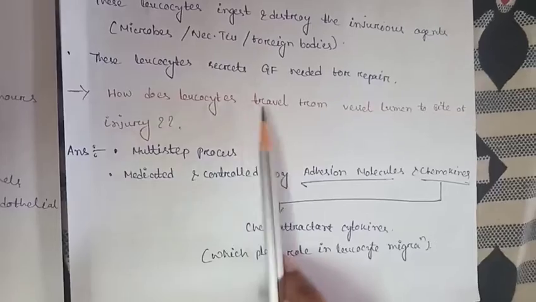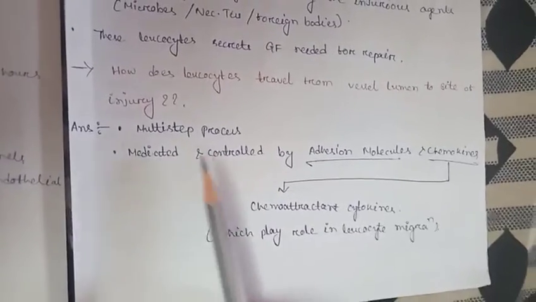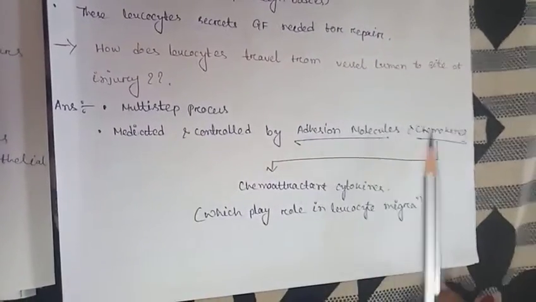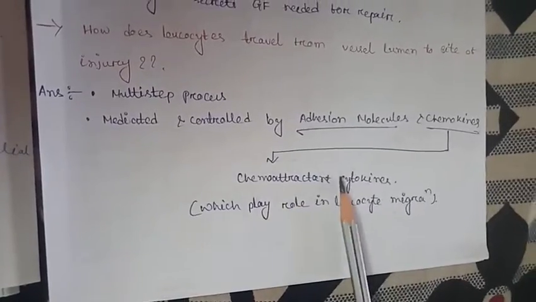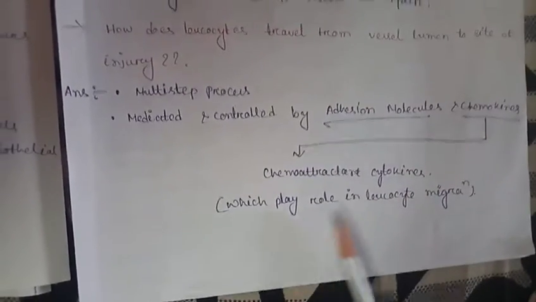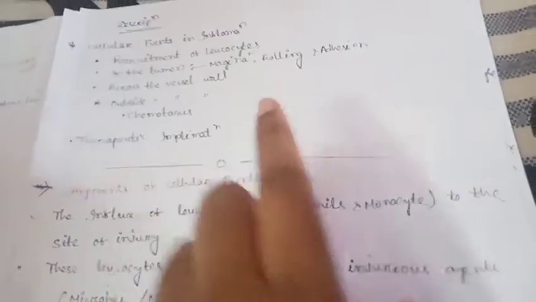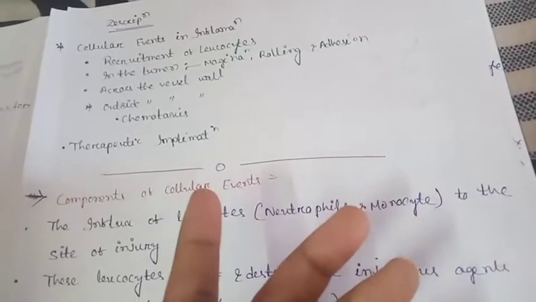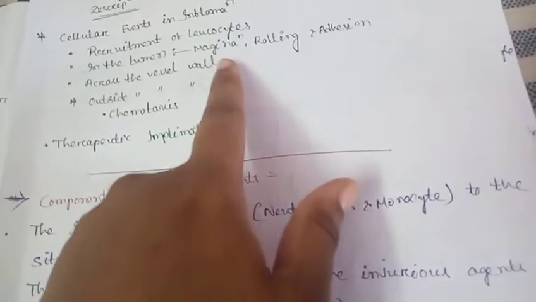How does the leukocyte travel from the vessel lumen to the injury? It is a multi-step process mediated and controlled by adhesion molecules and chemokines. Chemokines are chemoattractants, cytokines which play a role in leukocyte migration. We discussed how neutrophils and leukocytes enter the interstitial tissue through margination, rolling and adhesion, which we now discuss.